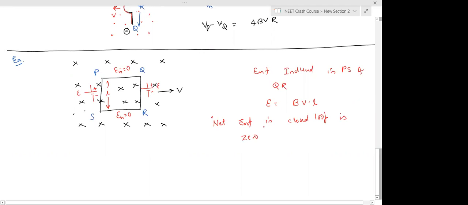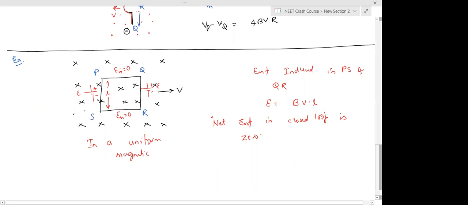You understood this? So the question was this: is there an EMF induced? Is there an electric field in the wire? Answer is yes, in the wire PS and in the wire QR. But overall in the loop, there is no EMF induced because the EMFs of QR and PS cancel each other out. But this will be only and only when it is moving in a uniform magnetic field. If it is moving in a non-uniform magnetic field, then their EMFs will be opposite, but not the same in magnitude.